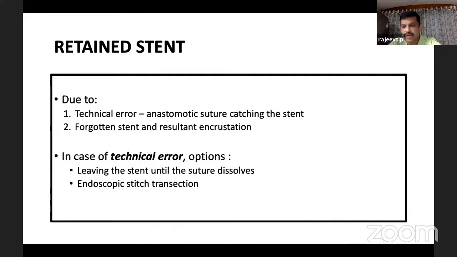So now coming to the retained stent. Retained stent can be due to technical error, for example, while taking the sutures, an anastomotic suture catching the stent, or it can be a forgotten stent and the resultant encrustations. In case of technical error, the options are to leave the stent until the suture dissolves, or if the suture is not dissolving in time, one can go for endoscopic stitch transection.